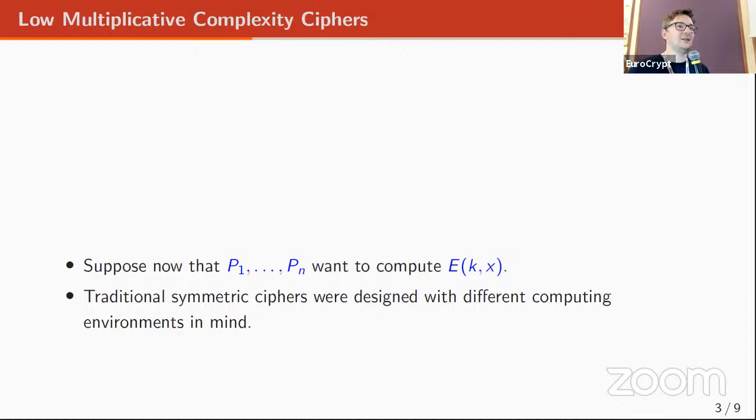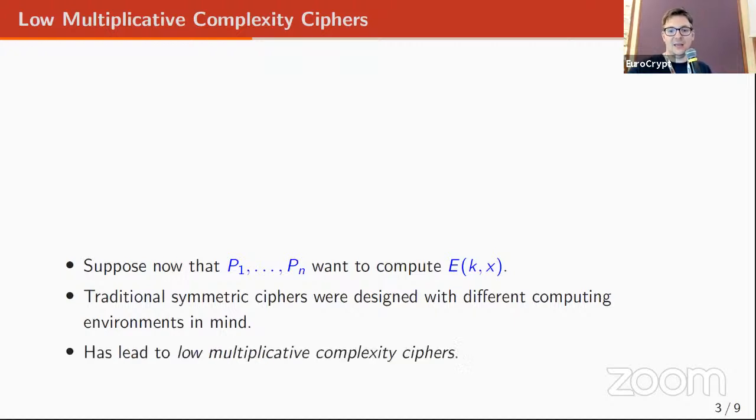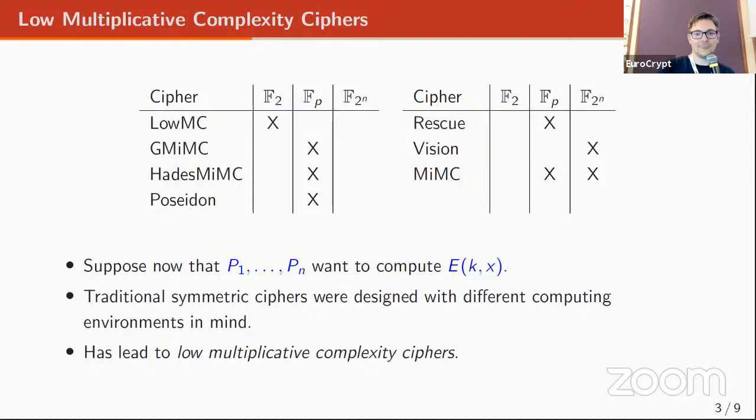Now, traditional symmetric ciphers were designed with a different computing environment in mind. So for example, the chips in your laptop are most likely implemented in CMOS. And in that case, an XOR gate is maybe 2 to 3 times larger than a NAND gate, but they are quite comparable. So here we are now faced with a different design space. And within this space, a number of ciphers have been proposed. And collectively, they are called low multiplicative complexity ciphers.